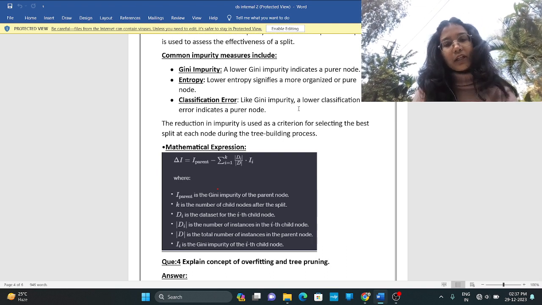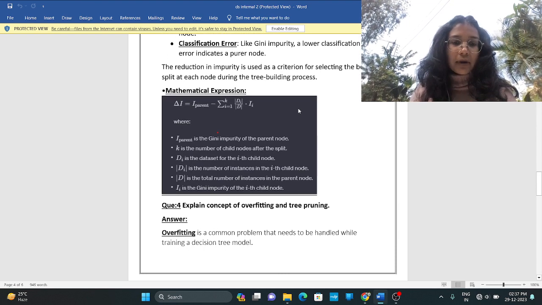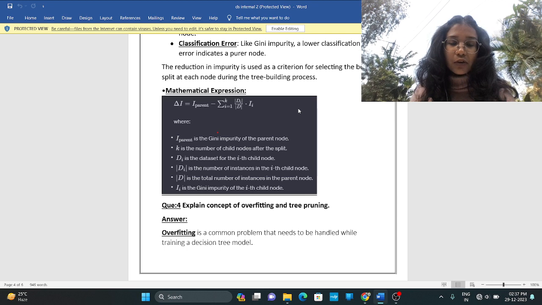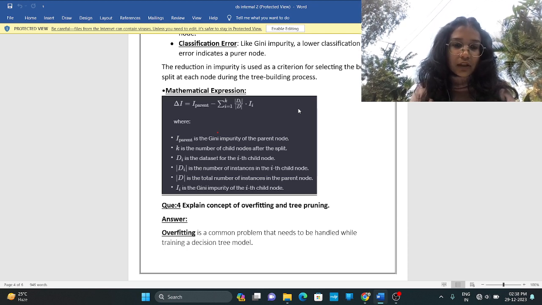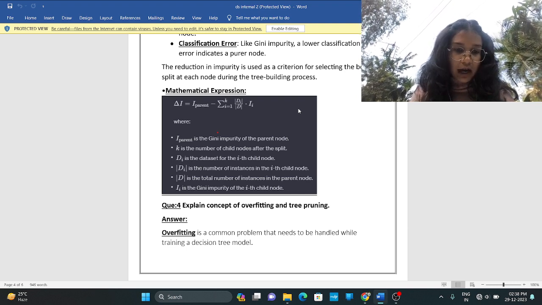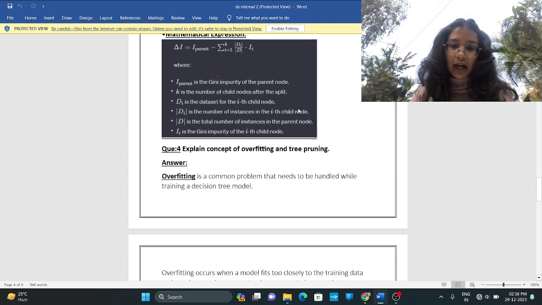The reduction in impurity is used as a criteria for selecting the best split at each node during the tree building process. Mathematical expression we can see on screen, where I parent is the Gini impurity of the parent node. K is the number of child nodes after the split. Di is the data set for the ith child node. Mod of Di is the number of instances of the ith child node. Mod of D is the total number of instances in the parent node. Ii is the Gini impurity of the ith child node.